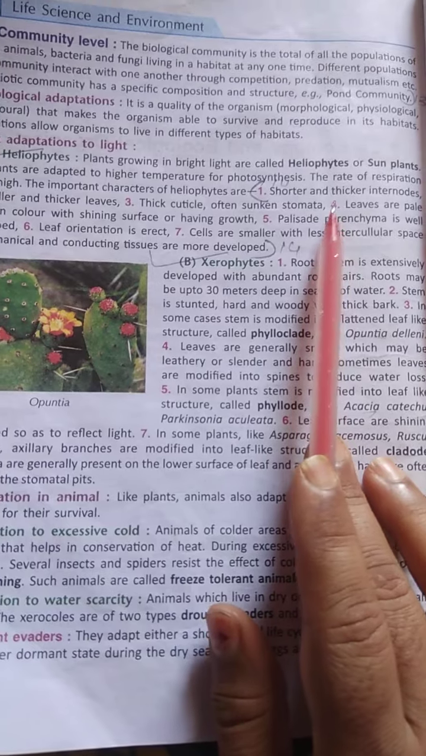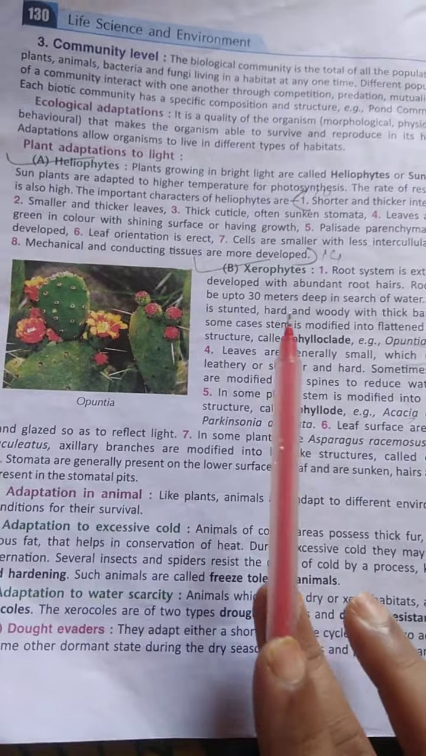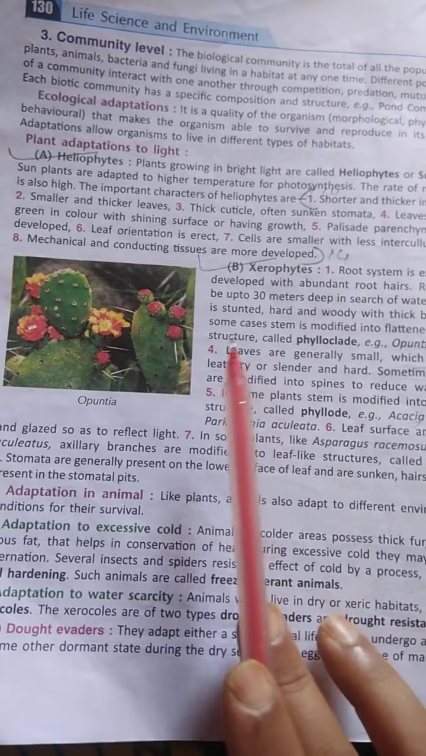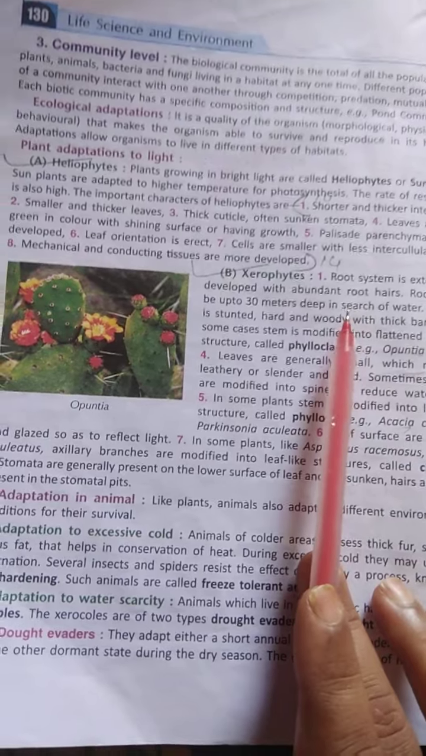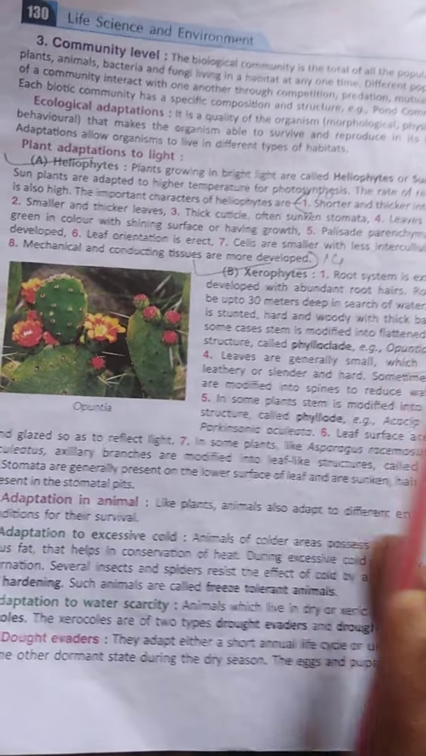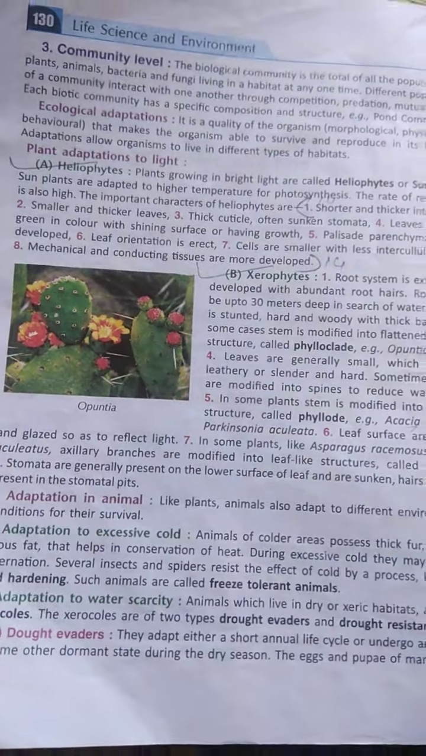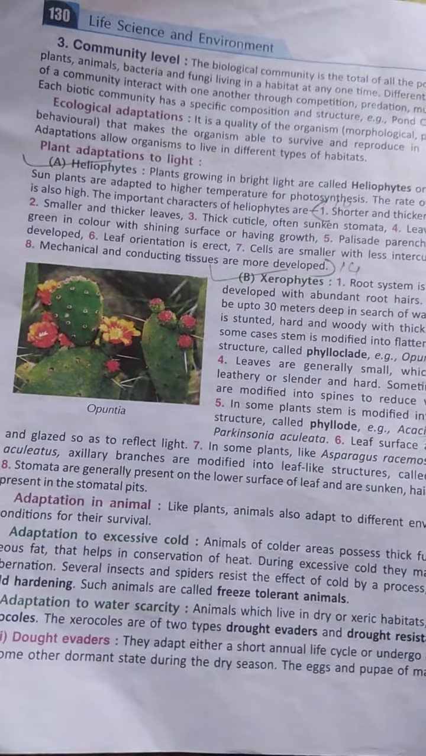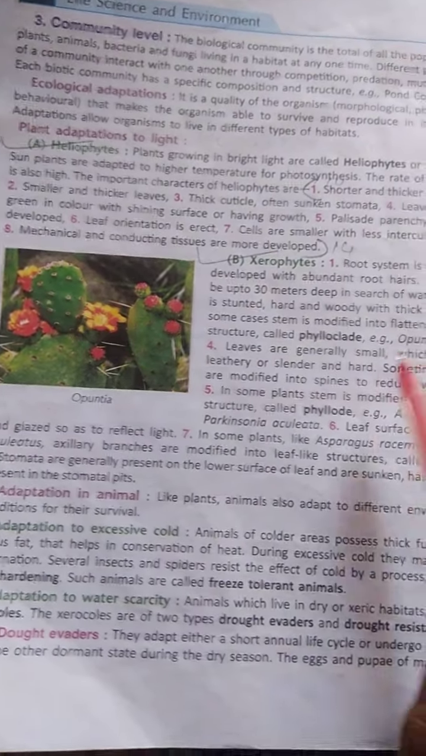First, the shorter and thicker internodes. Internodes means the length between two nodes. Since the length between two nodes is shorter, there is growth of more and more leaves. Leaves are smaller and thicker as the light falls on the leaves, so they are smaller in size, in large number, and thicker.